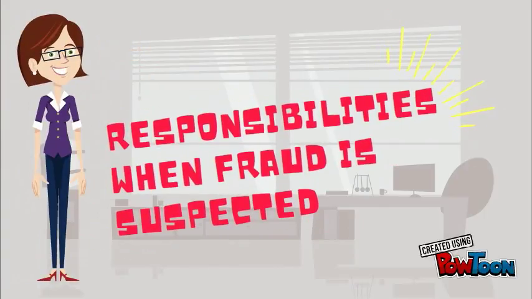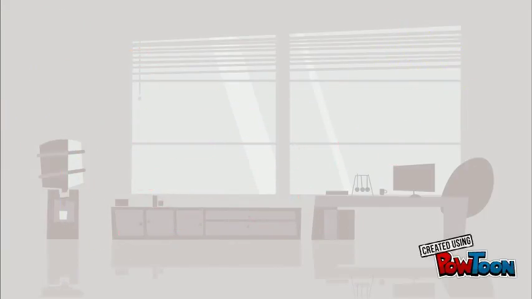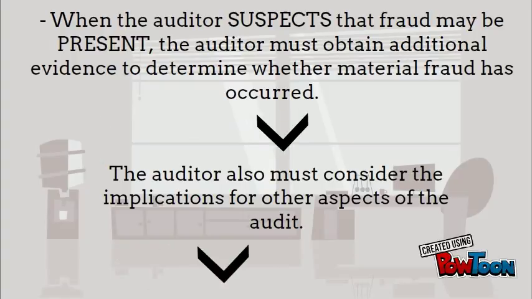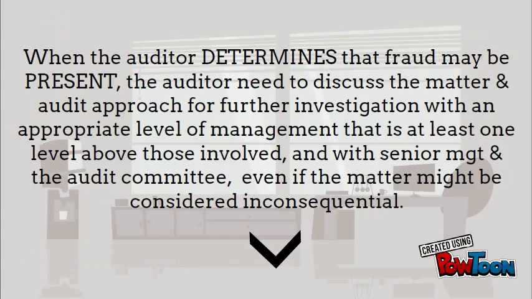Move on to responsibilities when fraud is suspected. When the auditor suspects that fraud may be present, the auditor must obtain additional evidence to determine whether material fraud has occurred. The auditor also must consider the implications of other aspects of the audit. When the auditor determines that fraud may be present, the auditor needs to discuss the matter and audit approach for further investigation with an appropriate level of management that is at least one level above those involved, and with senior management and the audit committee, even if the matter might be considered inconsequential.